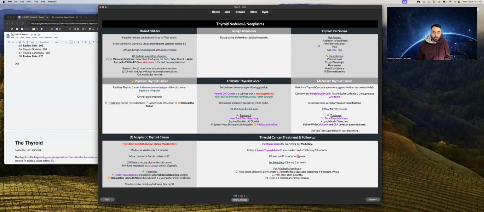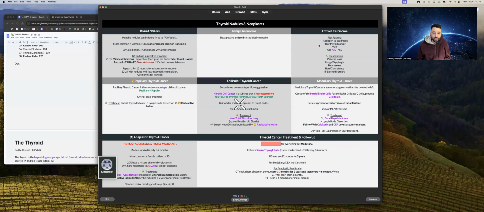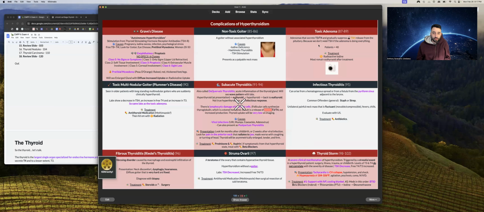You ultrasound every 6 to 12 months for how many years for thyroid cancer? That doesn't really matter. 5. Upper right here is going to be what? Radiation to head and neck, family history of thyroid cancer. Is this just thyroid carcinoma? Yes. Don't do TSH suppression for medullary thyroid cancer. This gland is the largest single endocrine organ, the thyroid. TSH suppression for everything but medullary.